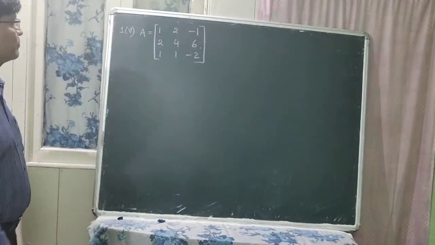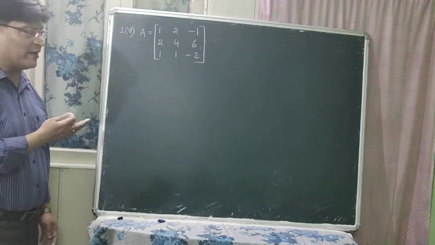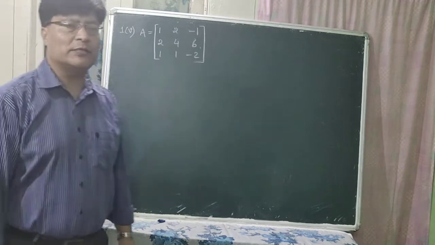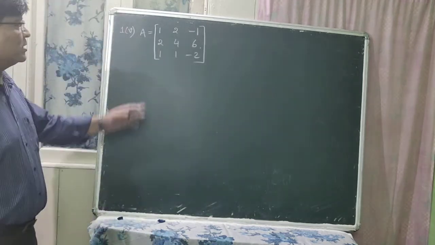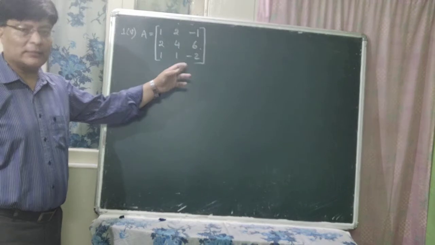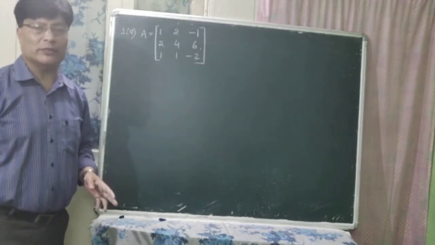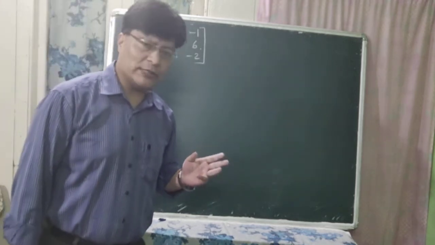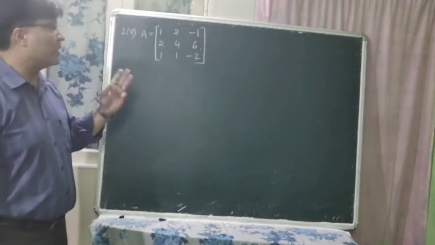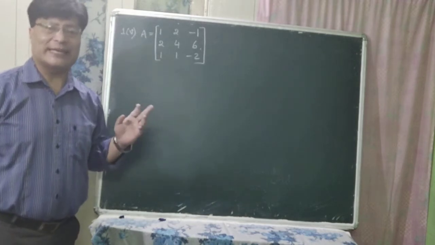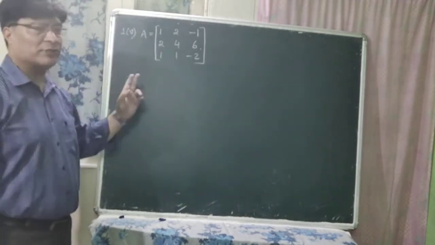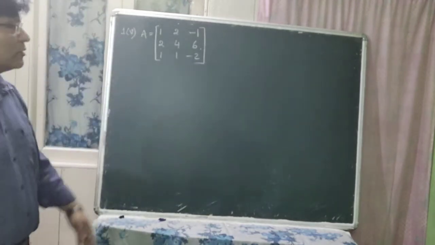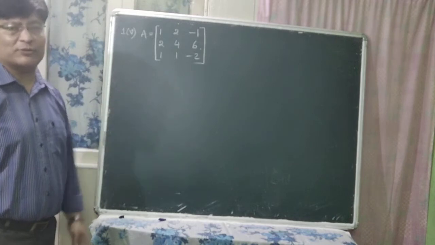So now we'll do question number 15. Let us find out the adjoint and inverse of this matrix A, which is third order. That is, 3 rows and 3 columns are given here. In the previous theorem we found the adjoint and inverse of a matrix which was second order. Now this matrix A is of third order. So let us find its adjoint and inverse.